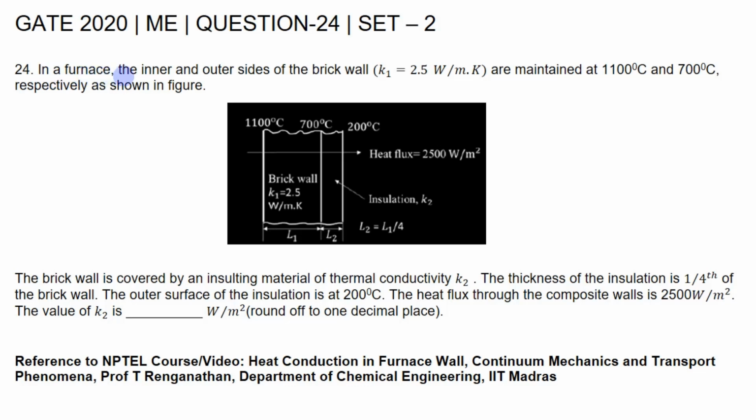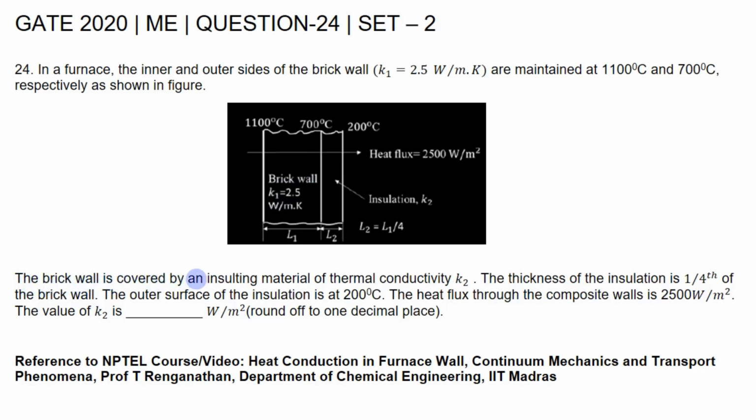In a furnace, the inner and outer sides of the brick wall are maintained at 1100 degrees Celsius and 700 degrees Celsius respectively, as shown in the figure. The thermal conductivity of the brick wall is 2.5 watt per meter per Kelvin. So this is the figure given below.